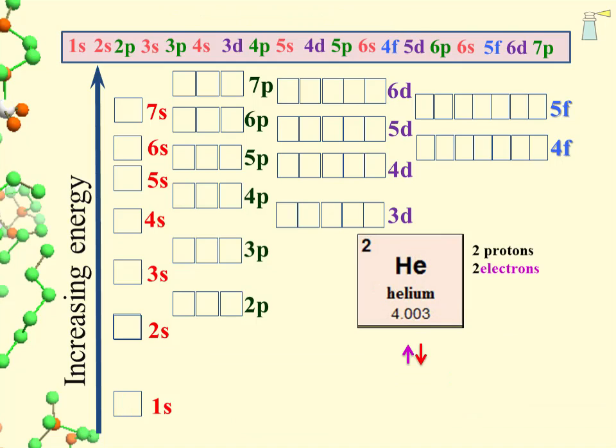It's helium. It has two protons and two electrons. According to the Aufbau principle, its first electron will go into the 1s orbital, like the one electron in hydrogen did. Since the 1s orbital can hold two electrons, and we have only added one so far, we will add the second electron to the 1s orbital.